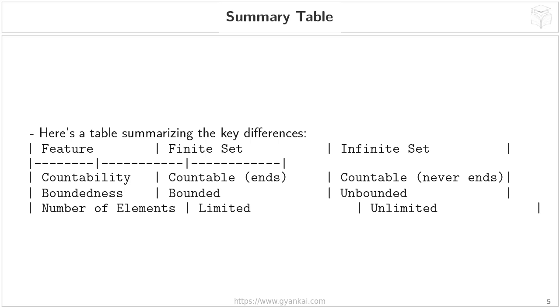Finally, the table looks at the number of elements. A finite set has a limited number of elements. You can determine exactly how many elements are in the set, whereas an infinite set has an unlimited number of elements. There's no end to how many elements it contains. This table is a great quick reference.